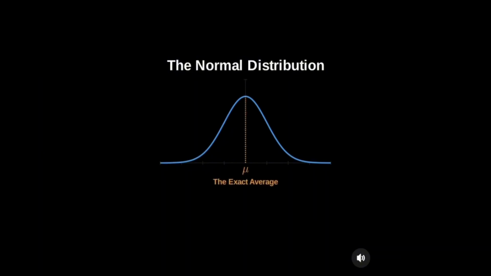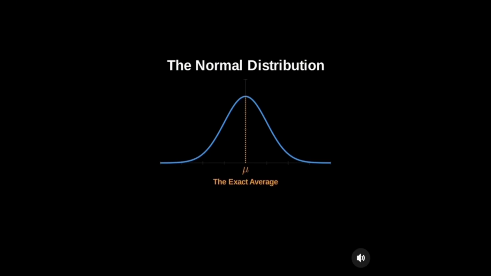What do heights, test scores, and flipping coins have in common? They all form the universe's favorite pattern, the normal distribution. It all starts with mu, the exact average. In nature, most data naturally clusters right here in the middle.